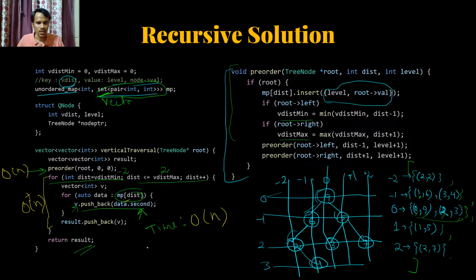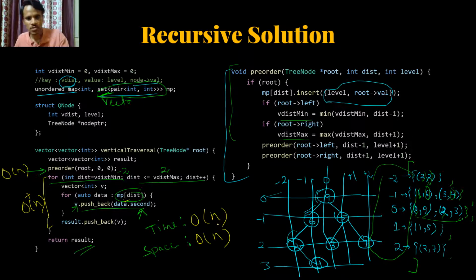Right? So what is the space complexity? Space complexity is also order of n, right? So we are storing all the vertical distances, all the keys, and extra level information. This is also order of n. Okay, order of n, right? So is there another way to do this?